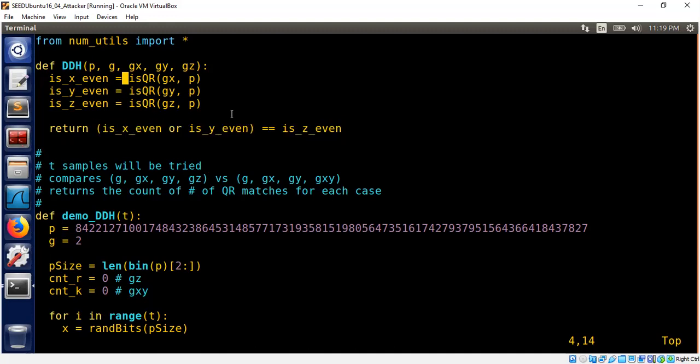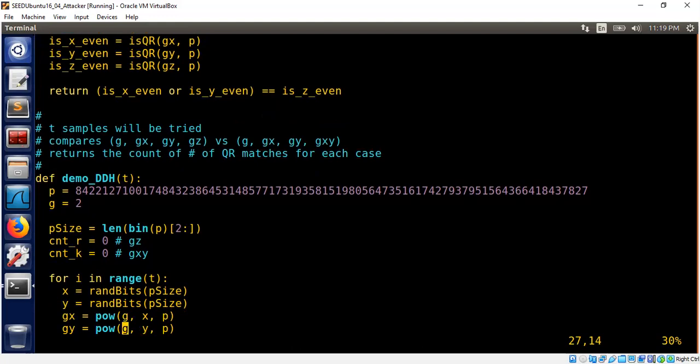If this is true, then I say you are feeding me G power XY. This is my distinguisher. And this distinguisher is enough to show that in the group Z star P, it is easy to solve the decisional Diffie-Hellman problem, meaning the decisional Diffie-Hellman problem is easy, even though discrete logarithm and computational Diffie-Hellman are hard. Okay, that's good enough.